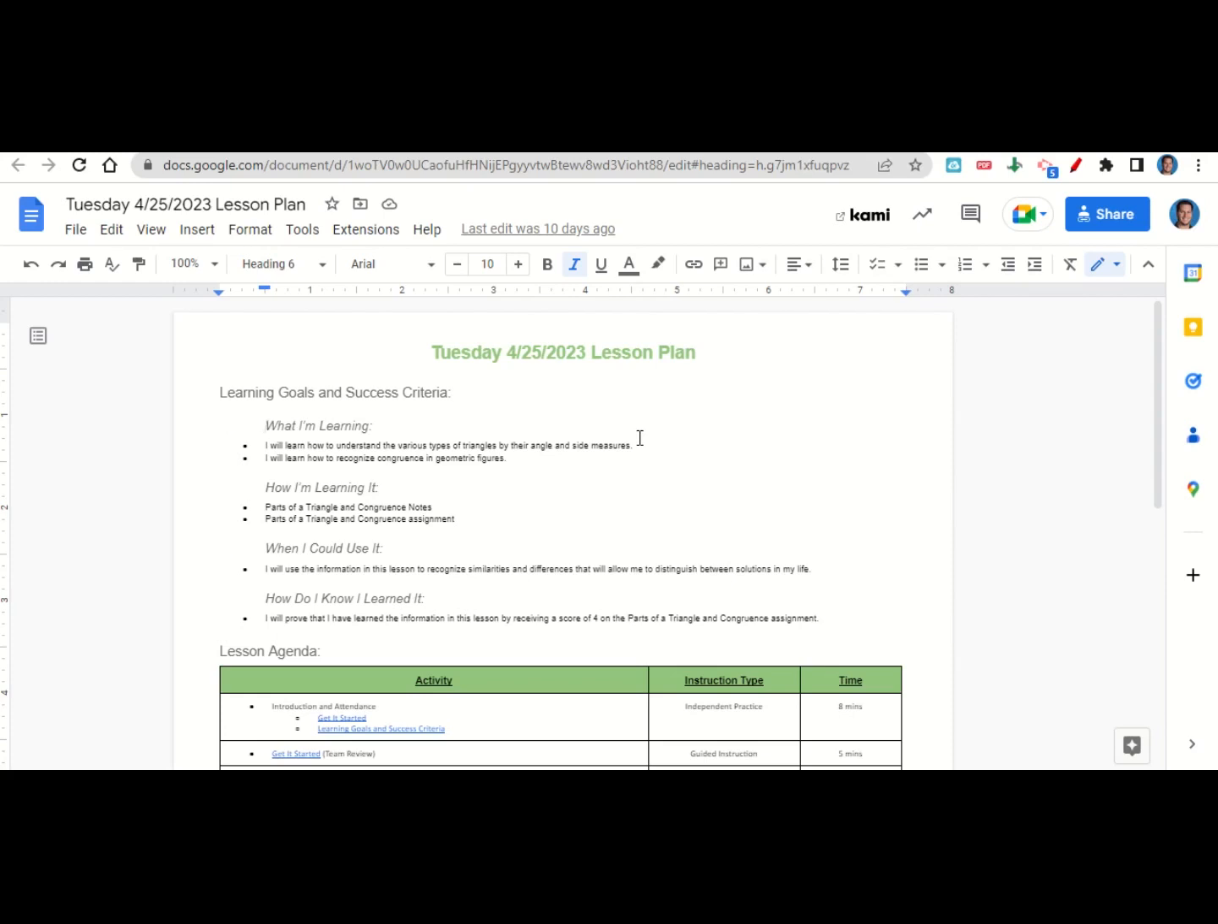When can we use this information? To recognize similarities and differences that will allow you to distinguish between solutions in your life. How do you know you learned it? By getting a score of 4 on the parts of a triangle and congruence assignment.